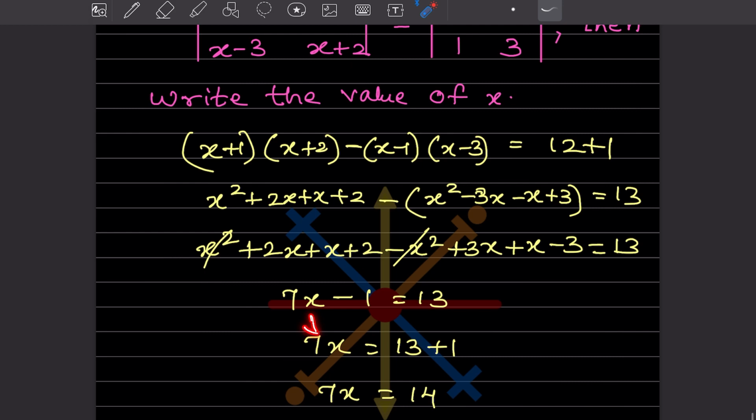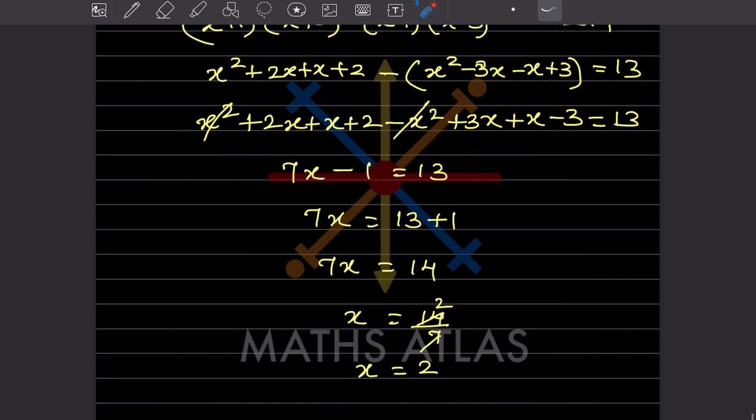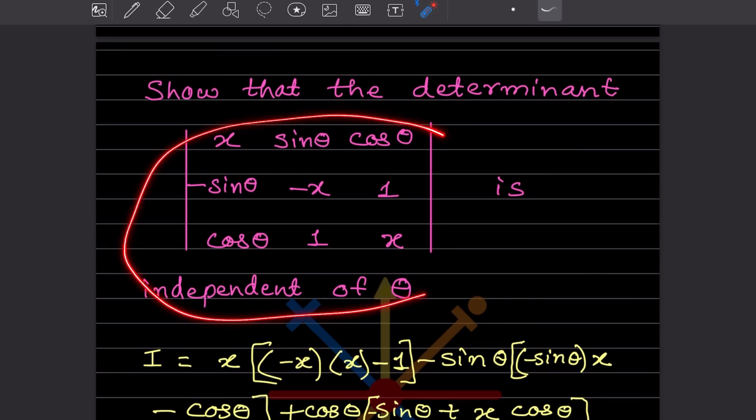So 7x, 13 on the same side. Minus 1 goes to the other side, plus 1. So 7x is 14. So x is going to be 14 divided by 7, since it is multiplication, it will go to the other side and get divided. So x is 2. Now see here, show that the determinant, this is given.